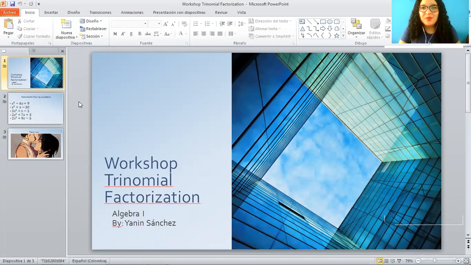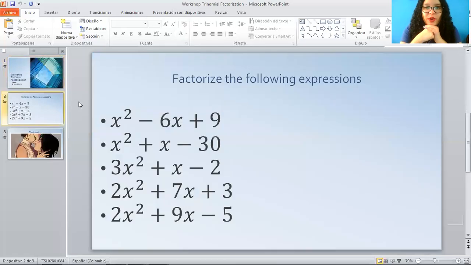Okay, guys, this is going to be your class for today. We are going to perform a workshop about only trinomial factorization, okay? For this class, we are only going to perform exercises about factorizations of trinomials, but in our next class, that is on Wednesday, we are going to do a miscellaneum about all the cases we already saw in my class, okay? So this is what you're going to do.